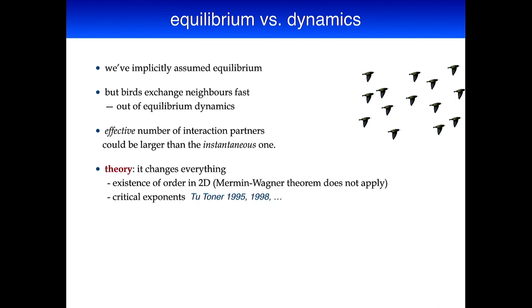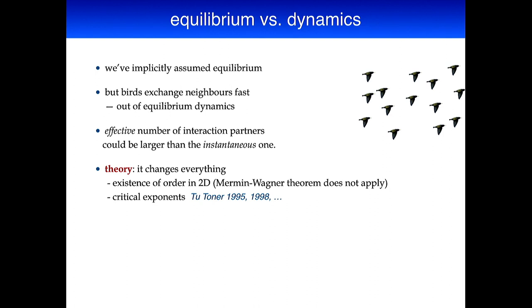This was realized in the 90s, especially by Tu and Toner in 95. What they showed is, for instance, if you look at continuous spins in two dimensions, which is the sort of model one has in mind, a continuous spin is just a continuous direction of motion. But in two dimensions, there's a theorem that tells you that you cannot get a spontaneous order of the kind I was showing for the Ising model. But if you include this active element, the fact that the neighbors change, then you basically rescue the order and you can actually get it in two dimensions. And it also changes the critical response and everything.